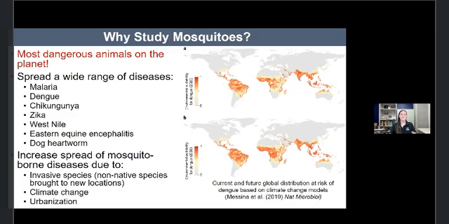And we're going to see an increase in the spread of these mosquito-borne diseases due to moving some of these mosquito species around the planet because of climate change. So as it gets warmer in certain regions, we'll be able to have mosquitoes that couldn't live in those areas expanding where we used to typically find them into new regions. And as we go through more urbanization, we have certain mosquito species that are really well adapted to living where we live. And so we'll see an expansion of those mosquito species as well.